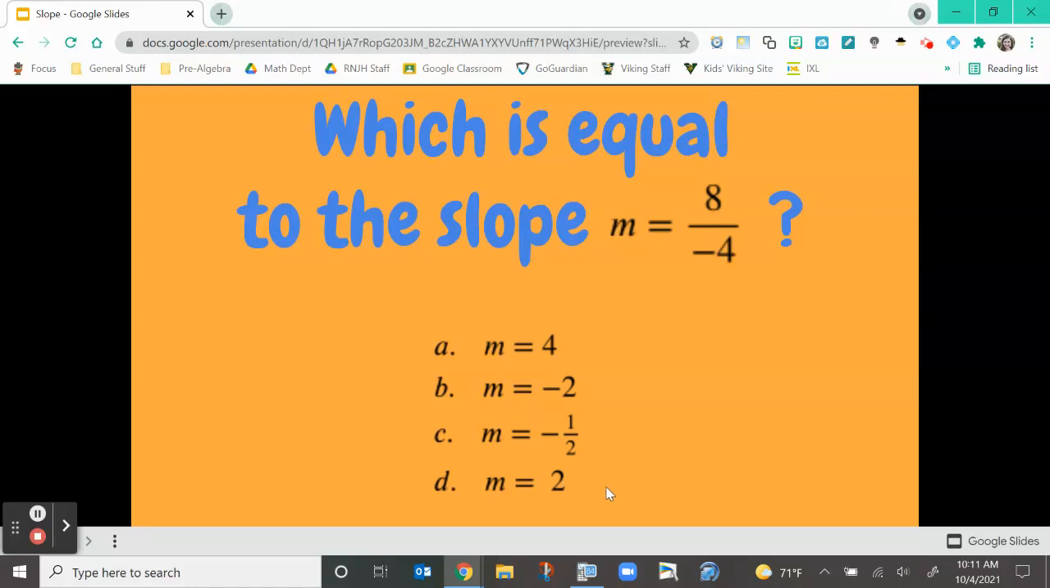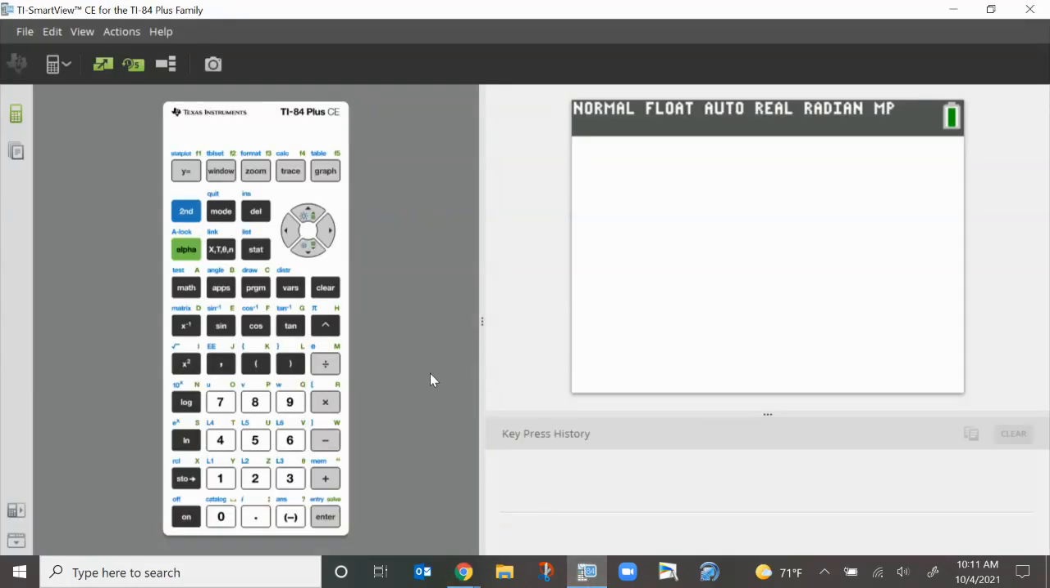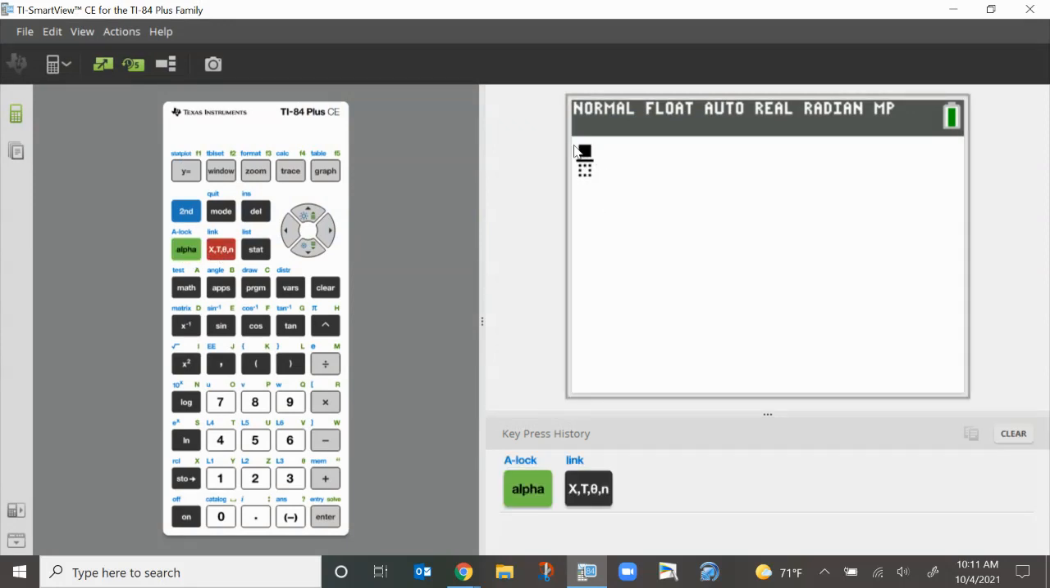So what we need to do is simplify our fraction, and our calculator can help us do that. So on our calculator, we are going to want to get a fraction. There's two ways we can do that. One of them is hitting the alpha button and then hit the X button next to it. That's a little shortcut way to get your fraction.